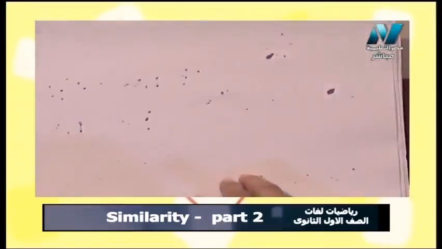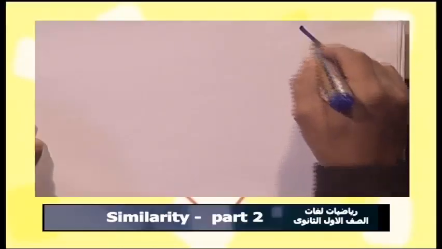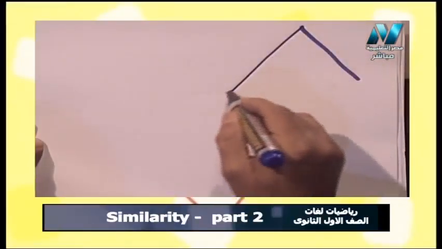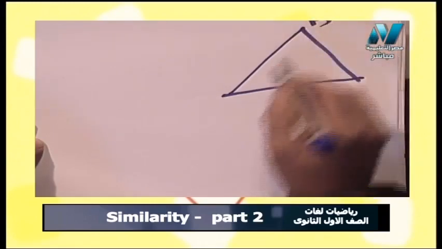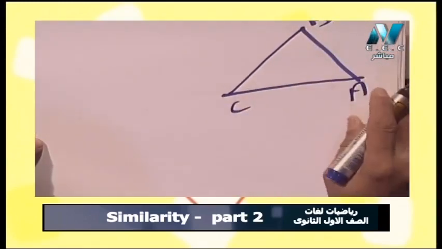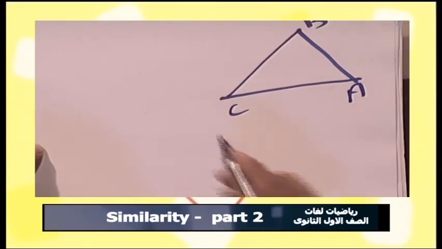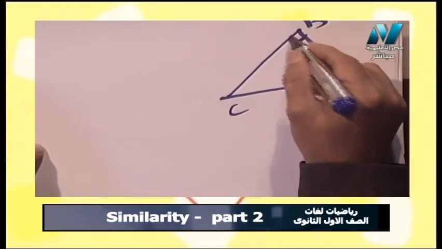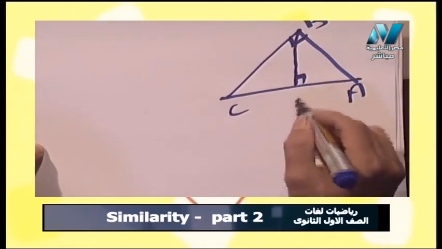Okay, let's see something again. We have here an example. Let's draw with each other. Now we have a triangle here, B, C, A. This is a right angle, and we have a perpendicular here, which is D.